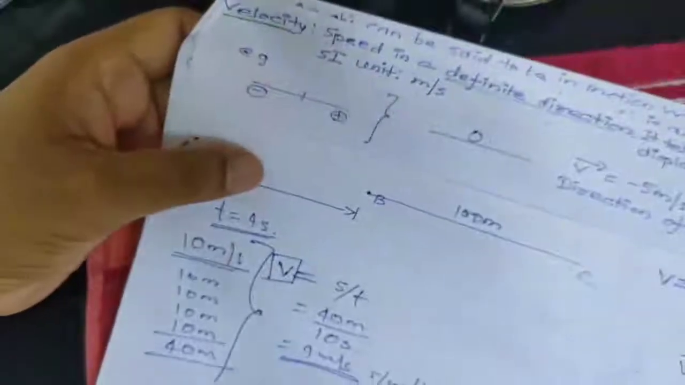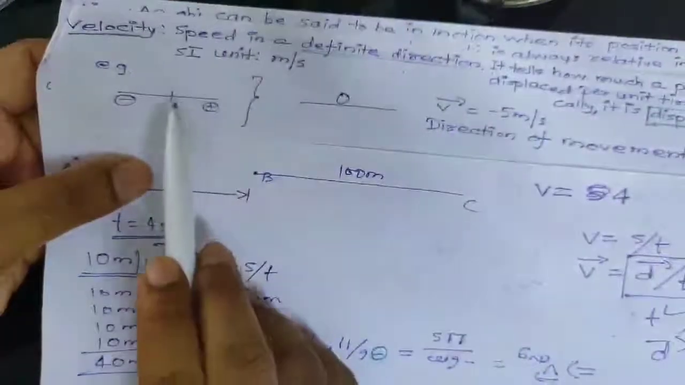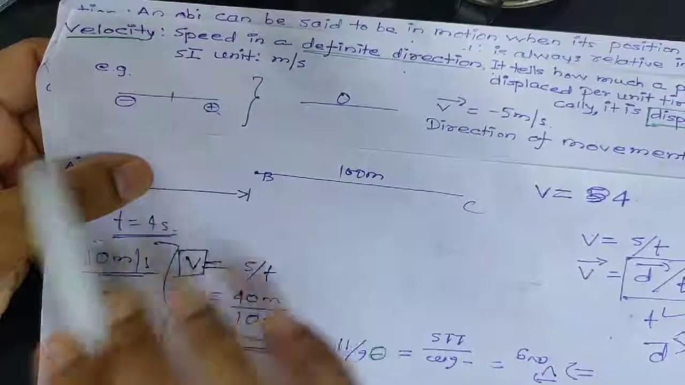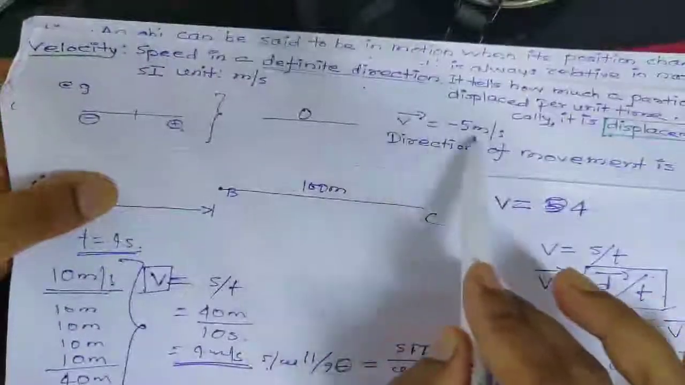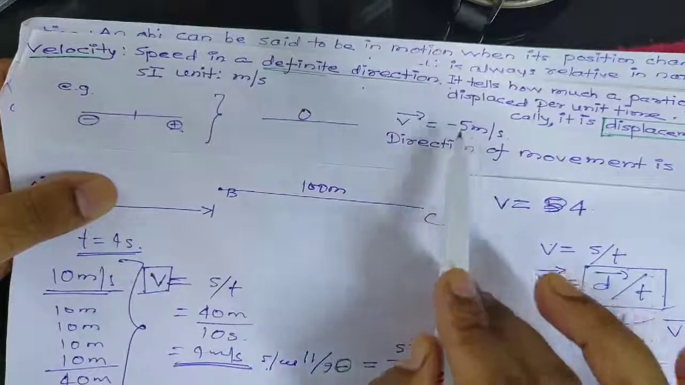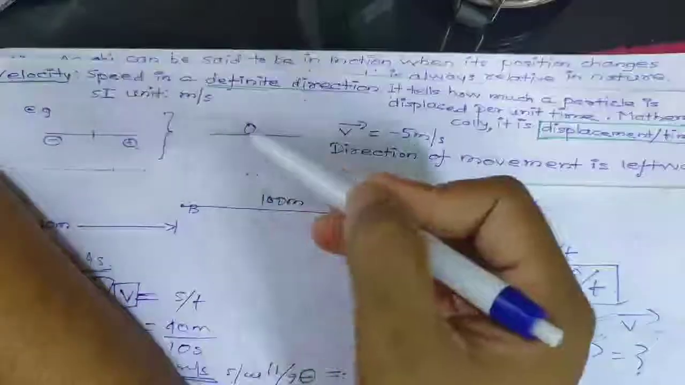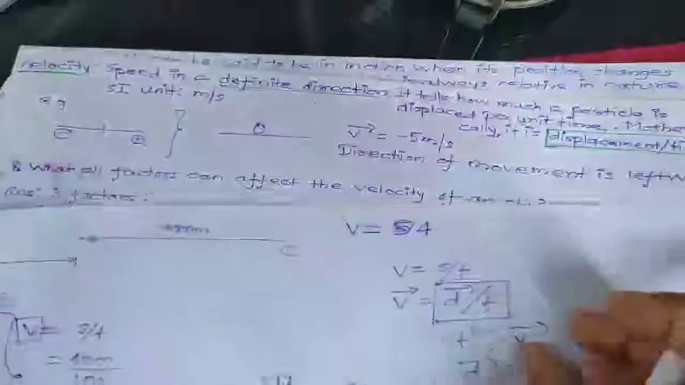So now the same thing which is given here, we are referring to the same sign convention, right side plus and left side minus. Now the velocity is given as minus 5 meter per second. So what can you say about the direction of movement? The particle is moving in the left, in the negative direction. Particle is moving leftward with a speed of 5 meter per second, right?